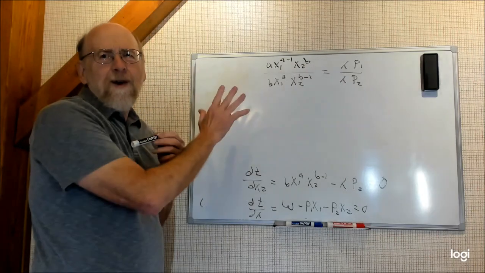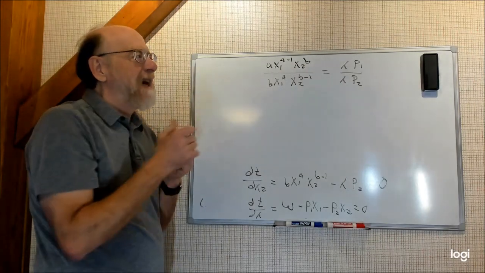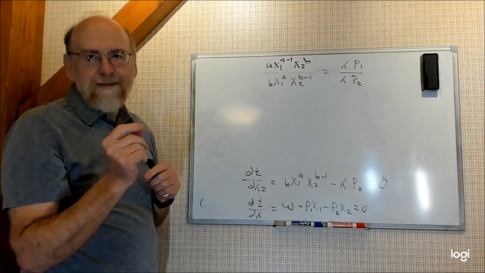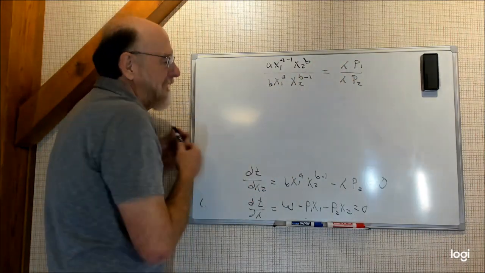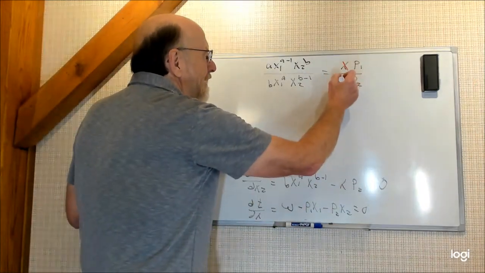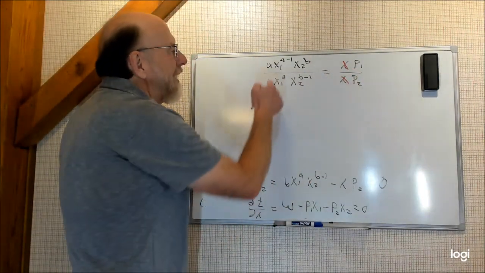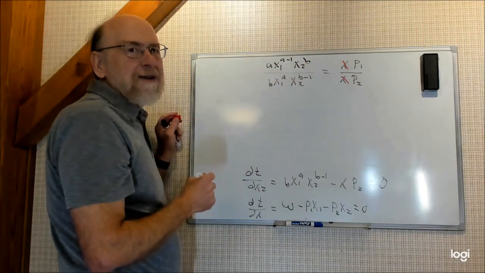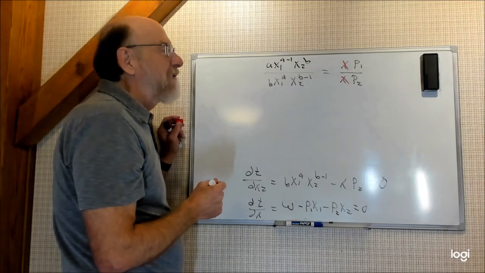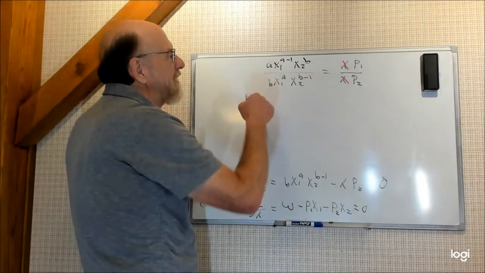So this term here can be thought of as the tangency condition between an indifference curve and a budget line. This would be the slope of the budget line, at least after we cancel out the lambdas. And this would be the marginal rate of substitution, which is the slope of the indifference curve at the point of tangency in this case.